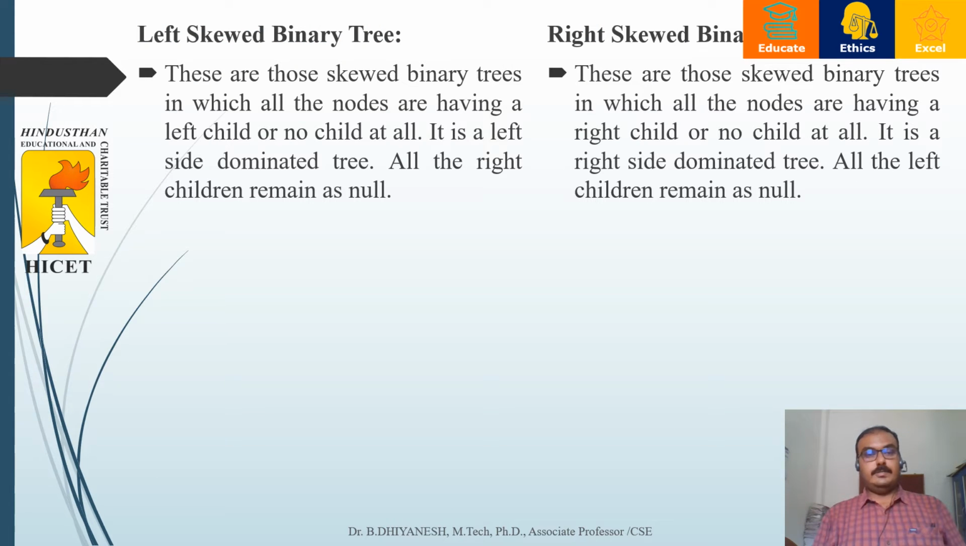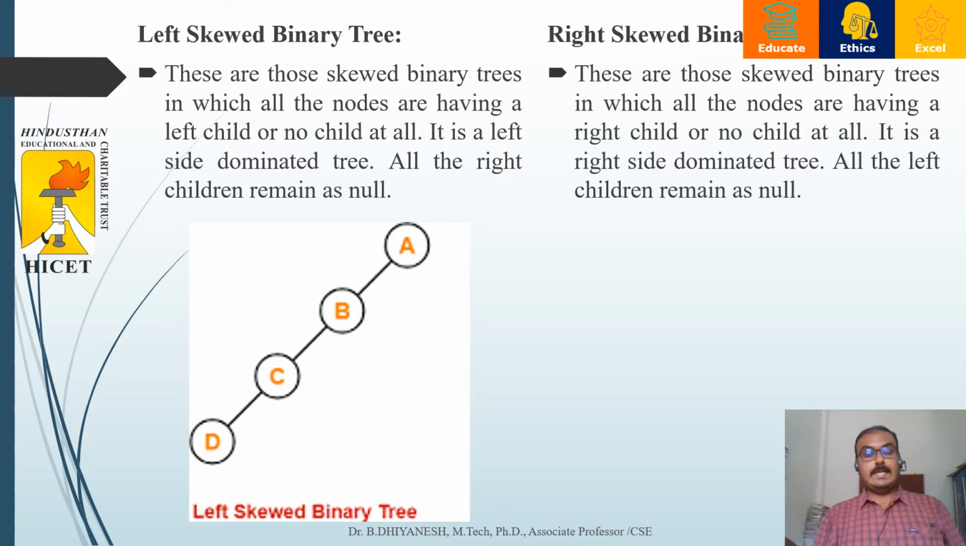Left skewed binary tree. These are skewed binary trees in which all the nodes have a left child or no child at all. It is a left side dominated tree. All the right children remain null. If you see this example, A has only a left child. There is no right child for A. Similarly, B has only the left child C. There is no right child for B. Similarly, C has no right child. There is only a left child D.